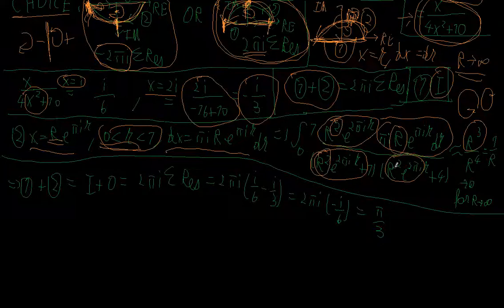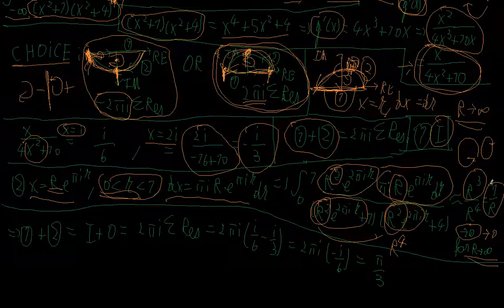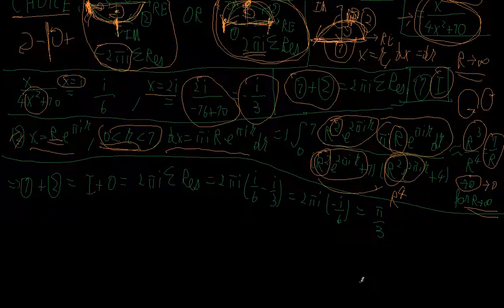Here we have r squared and r squared, so that is like r to the fourth power, and so that is equal to 1 over r, and so that will tend toward 0 if r gets larger and larger, if r tends towards infinity. So again, this second part here will vanish, and so then we can use the residue theorem.